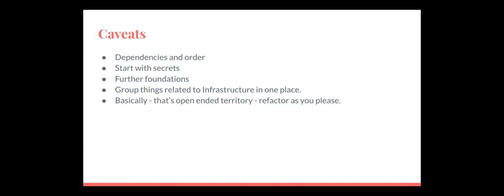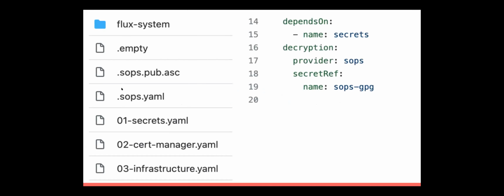Essentially, it's an open-ended territory. You refactor as you please, and you move around things. As you start to apply these practices, you get to know better. So I'll show you a little example of how we have done that. This is an excerpt. On the right side, you see depends on secret. It is a customization, so to speak, which would be applied, but it says that it depends on secret. And the secret is actually this one, 01 secret.